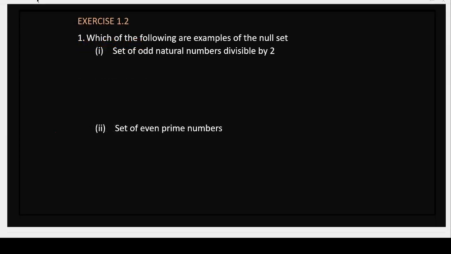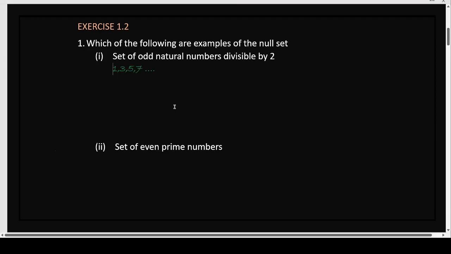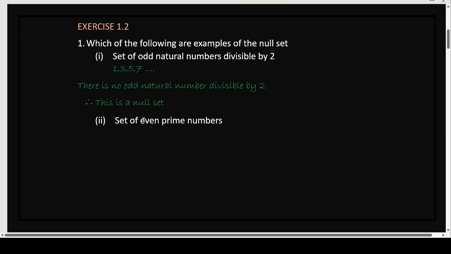In this exercise, the first question: which of the following are examples of the null set? First one is the set of odd natural numbers divisible by 2. What are odd natural numbers? 1, 3, 5, 7. It goes on like that. Odd numbers are not divisible by 2. So there is no element satisfying this condition. There is no odd natural number divisible by 2. Therefore, this is a null set.